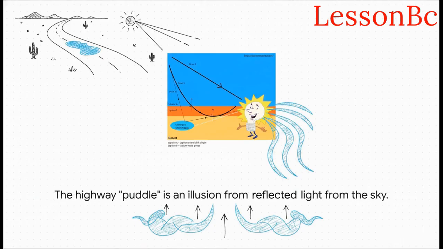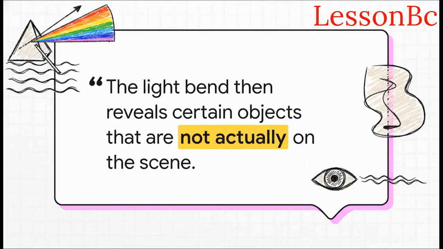You see, the hot road heats up the air right above it. This makes that layer of air way less dense than the cooler air higher up. So light from the blue sky comes down, hits this hot layer at a really shallow angle, an angle greater than the critical angle, and gets totally internally reflected right up into your eyes. Your brain sees a reflection of the sky on the road and just assumes, hey, that must be water. The source material really hits the nail on the head here. It says the light bends to reveal things that aren't actually there. It is a perfect, naturally occurring optical illusion, and it's all powered by the physics we just talked about.